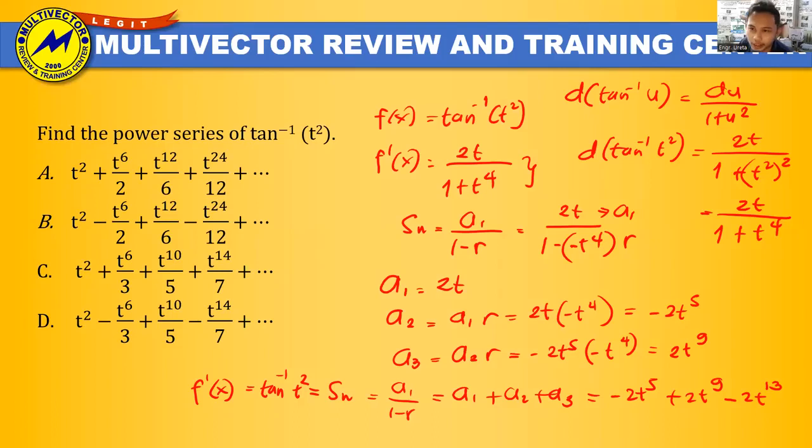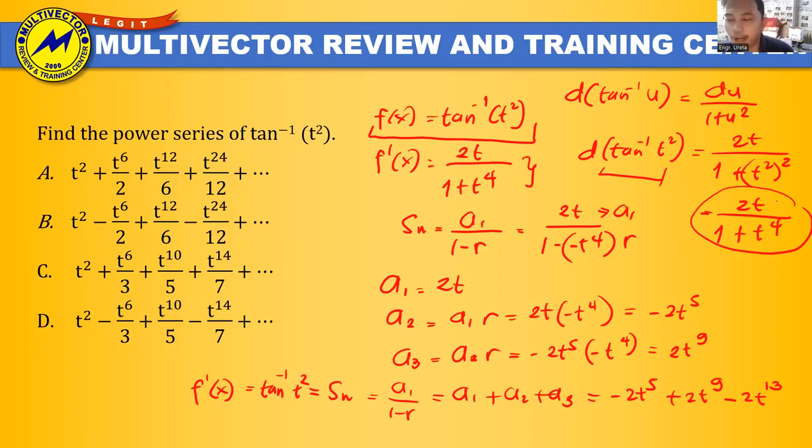Okay, so balik lang natin. Let f of x is the original function, arctangent of t squared. Ang ginawa natin, dinerivative lang natin. The derivative of arctangent u is 1 all over 1 plus u squared, times du. Dito yung u natin is t squared, and yung du is 2t, galing kay t squared. So ang derivative ng arctangent t squared natin is 2t all over 1 plus t raised to 4.